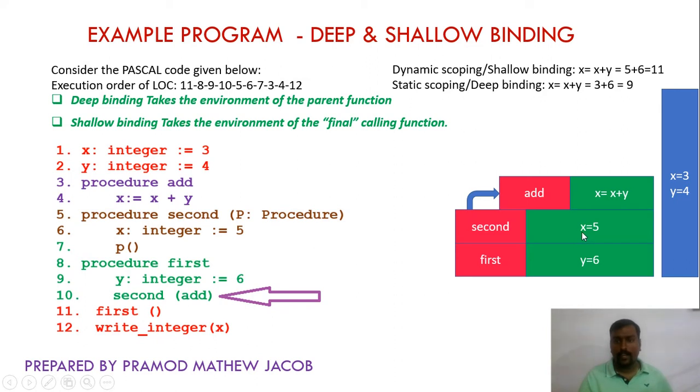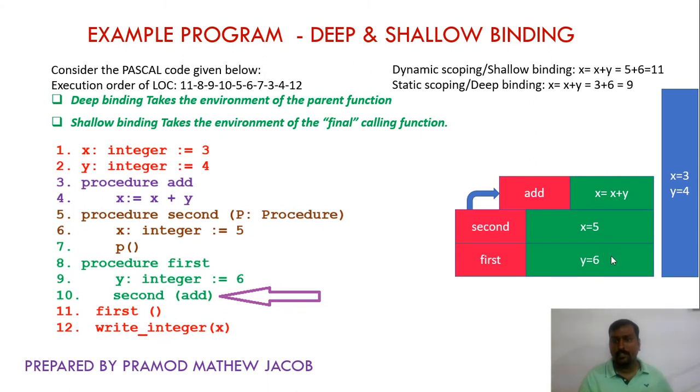So the value of x in second is 5. So the value of x will be taken as 5, and there is no y value, so it will move downwards in the stack. In the downward direction, the next adjacent activation record is of first, which is calling the function second.